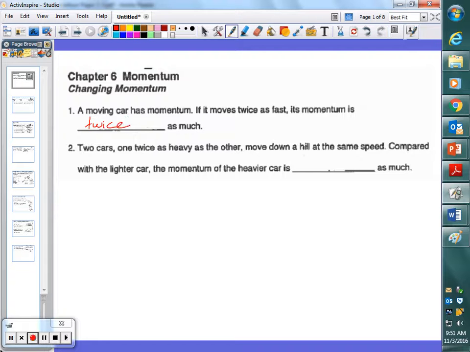How do we calculate the momentum of an object? Not mass times the change in velocity. That would be the change in the momentum. How do we calculate just the momentum of an object? Mass times velocity. So if we're talking about a single object and its momentum, we take that object's mass, multiply it by its velocity, and that gives us the momentum. So if a moving car has momentum, if it moves twice as fast, its momentum is twice as much, right?